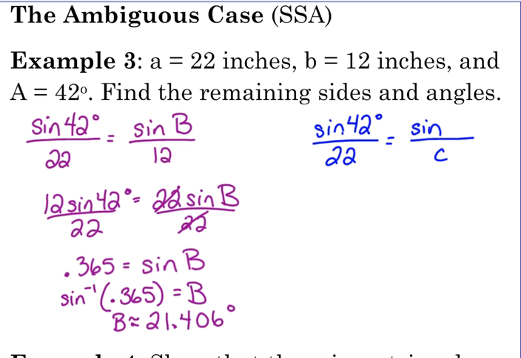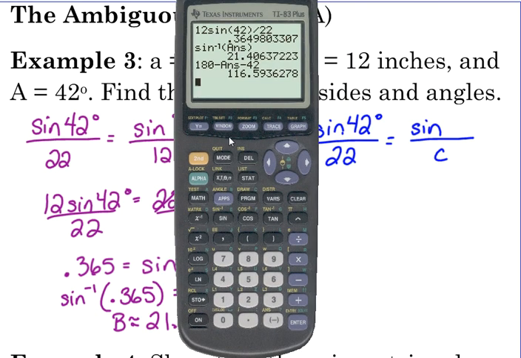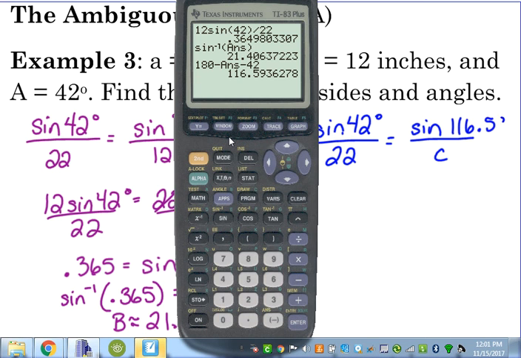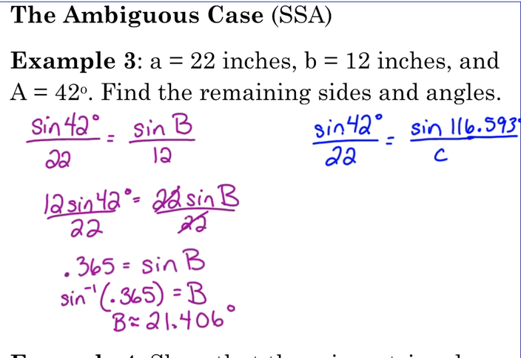How can we figure out angle C now? Subtract from 180. We've got 2 out of the 3 angles at this point. So 180 minus our answer minus 42. So that other angle is 116.593 degrees. I'm going to try and keep that in my calculator so I don't have to estimate. So cross multiply: 22 sine of 116.593 is equal to the sine of 42 degrees, C's in front of that.